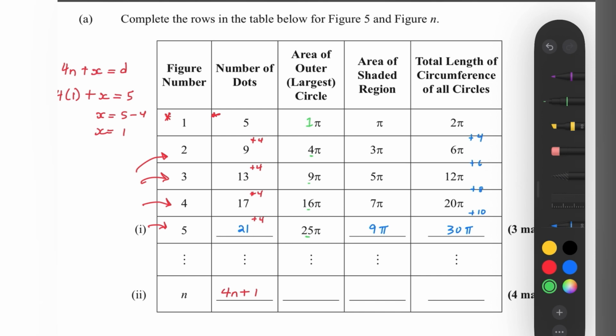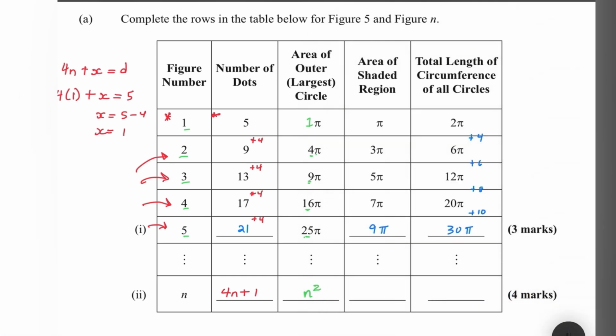So it would appear that to get the area of the outer largest circle, we will square the figure number. Look, 1 squared is 1, 2 squared is 4, 3 squared is 9, 4 squared is 16, 5 squared is 25. So the generalization of that rule will be whatever the figure number is, n raised to the power of 2, n squared. That gives us the area of the outer largest circle. All right, let's look at the other one, the area of the shaded region.